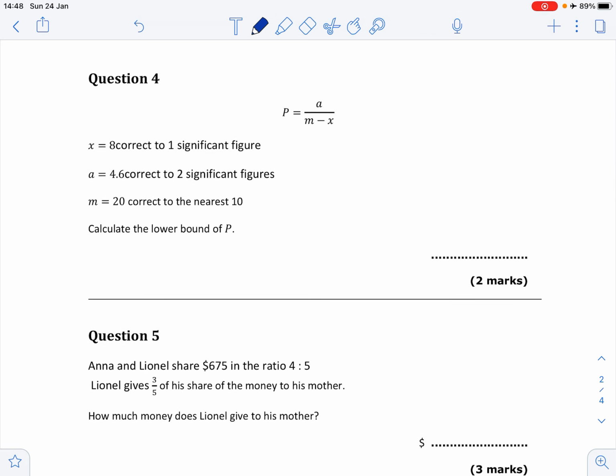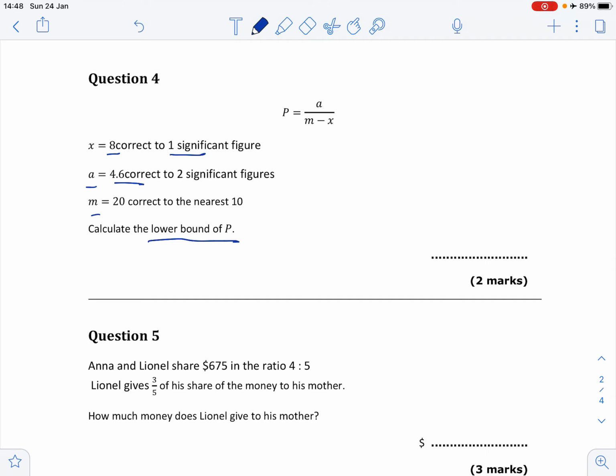Question 4. So we have p equals a over m minus x. And we are told the value of x is 8 to 1 SF. A is 4.6 to 2 SF. M is 20 to the nearest 10. And we're asked to calculate the lower bound.